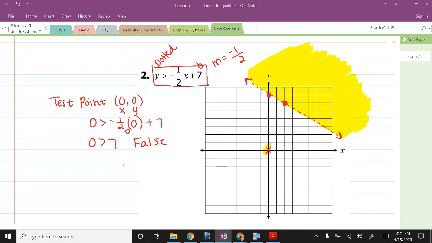Colored pencils are a lot of fun. Like I said, if we were doing this in class, I promise you I'd give you a colored pencil and we'd have lots of fun.